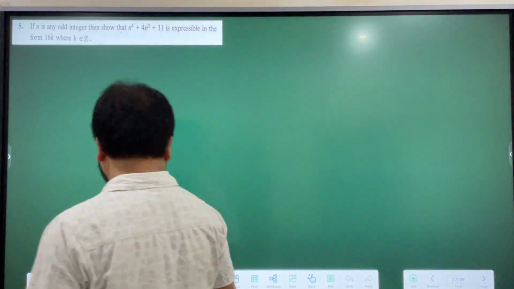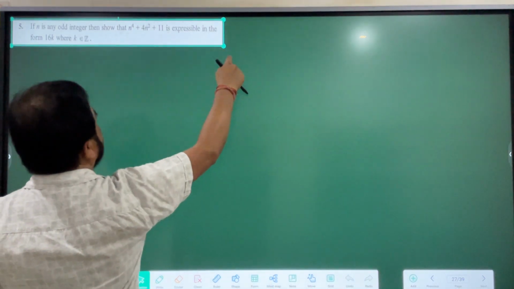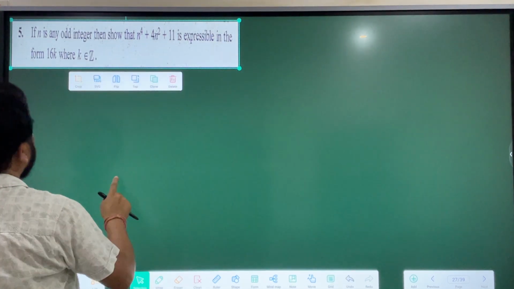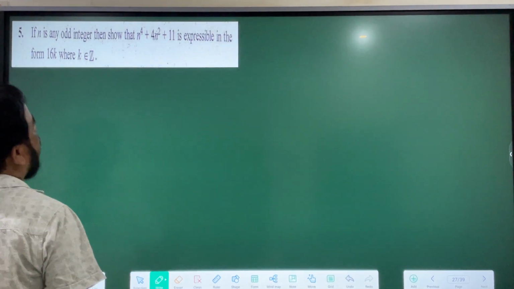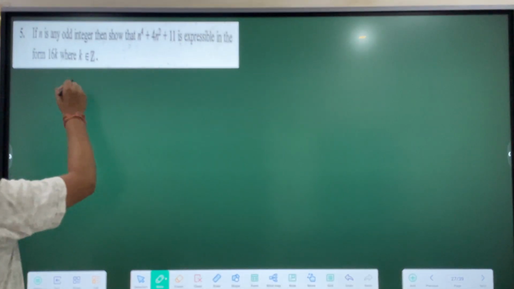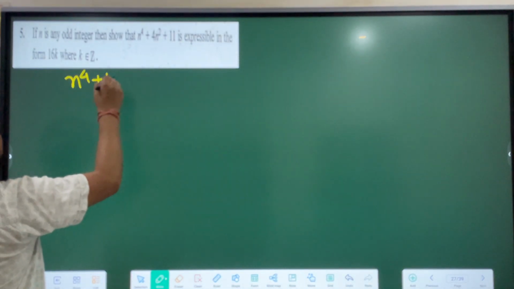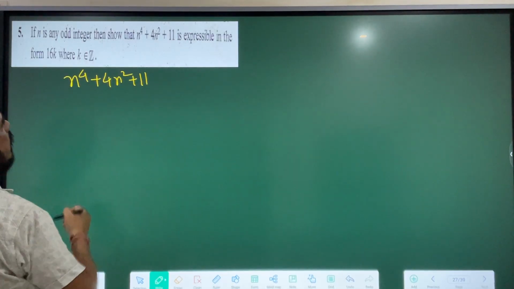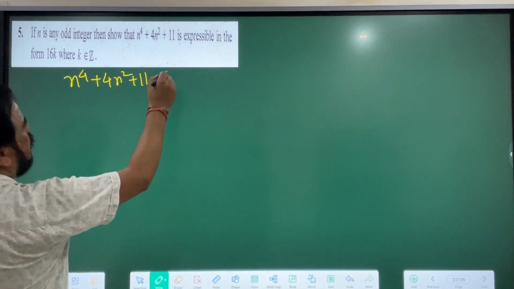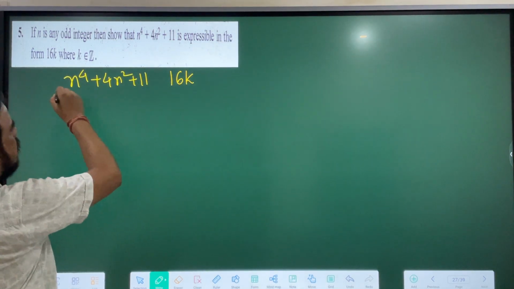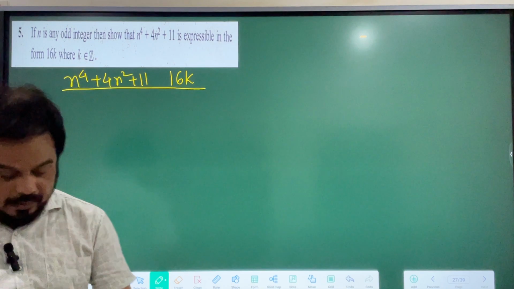Number 5. If n is an odd integer, show that n to the power 4 plus 4n square plus 11 is expressible in the form of 16k. We have to express the term as 16k.